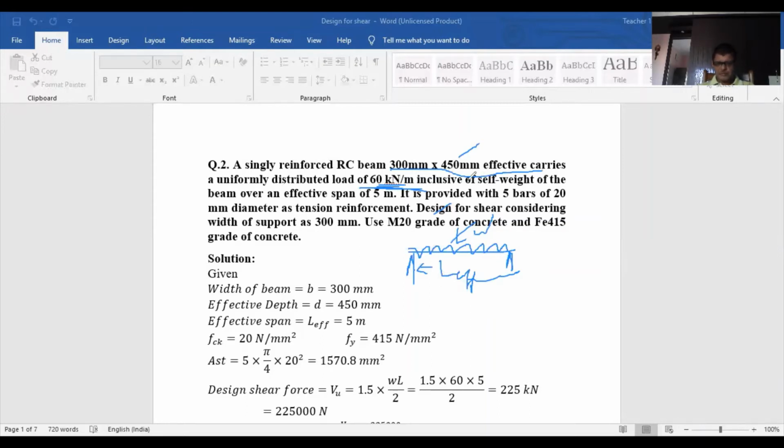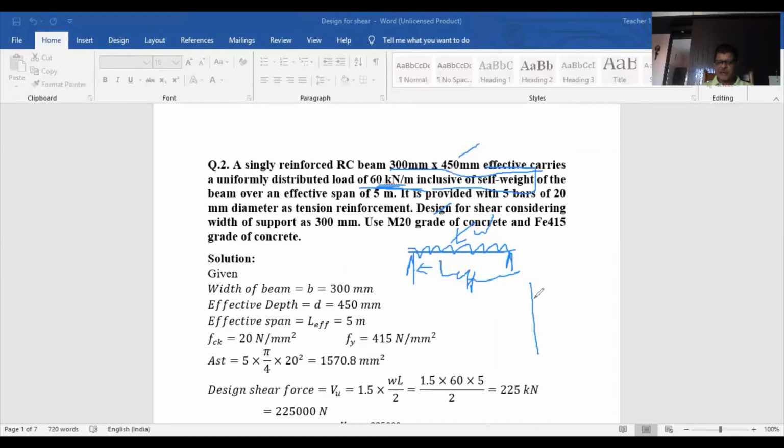Now, this UDL is inclusive of self weight. It should be very clear. It is inclusive of self weight. If self weight is not included, then you have to calculate the self weight plus the live load. That will give the total load. Here it is given inclusive of self weight. Self weight means dead load of the beam.